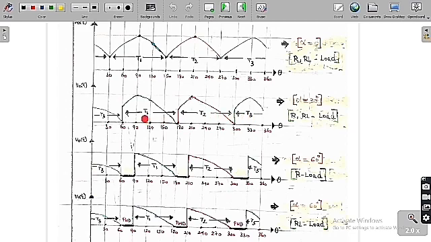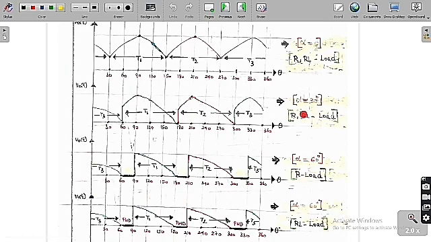I have already told you when T1 is on, the output voltage is equal to Van, and when T2 is on, the output voltage is equal to Vbn, and when T3 is on, the output voltage is equal to Vcn. So they are going to follow these voltages. So like this we are going to get. So this is the shape we are going to get for alpha is equal to 30 degrees.